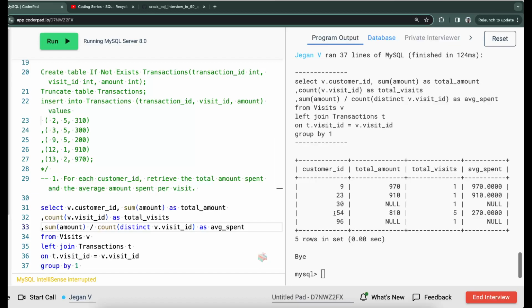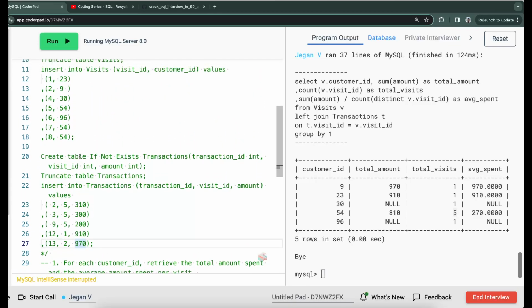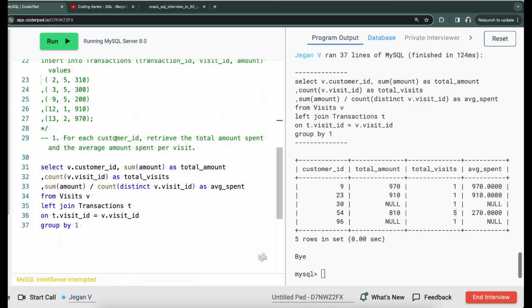So for 54, the total visit is going to be 5, but it's supposed to be 3. So why? Because these 3 transactions got duplicated for these 3 visits. So we just say distinct visit ID. Okay. So now if you do a distinct of visit ID, then total visits is going to be 3.